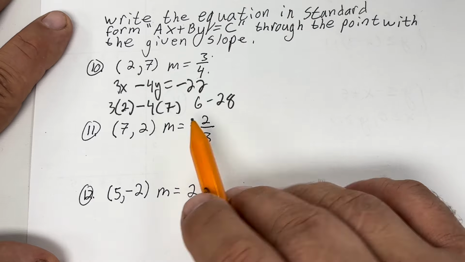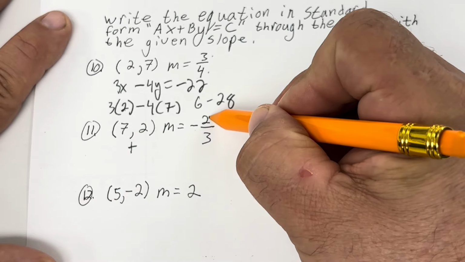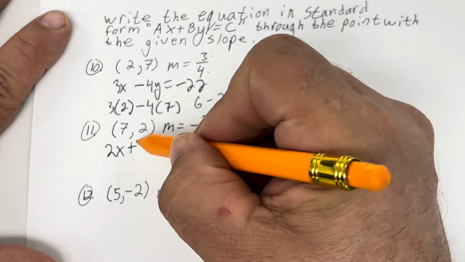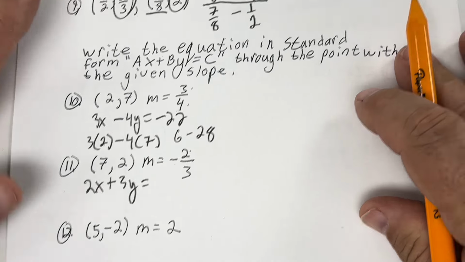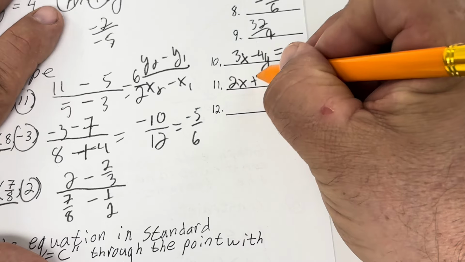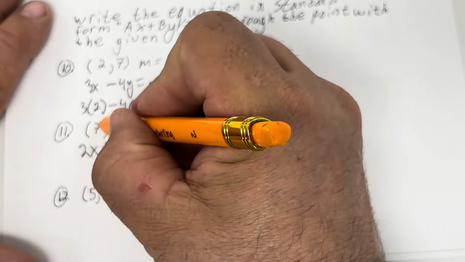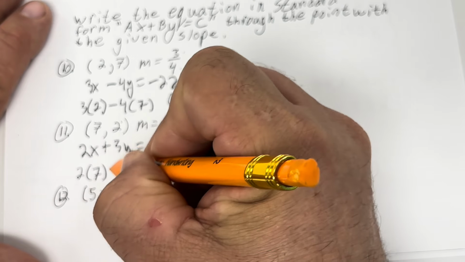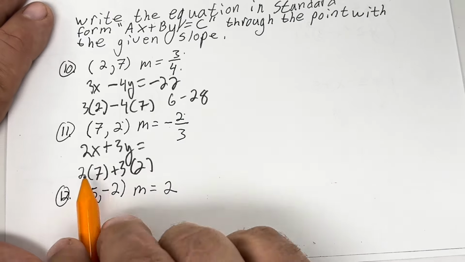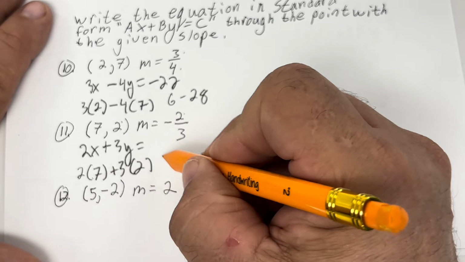This is a negative, so we put a positive underneath our comma. That 2 turns into 2x. That 3 turns into 3y. We're going to set it equal to something. So 2x plus 3y equals, and now we're going to plug in that 7 and that 2. So 2 times 7 plus 3 times 2. That's 14 plus 6. 14 plus 6 is 20.